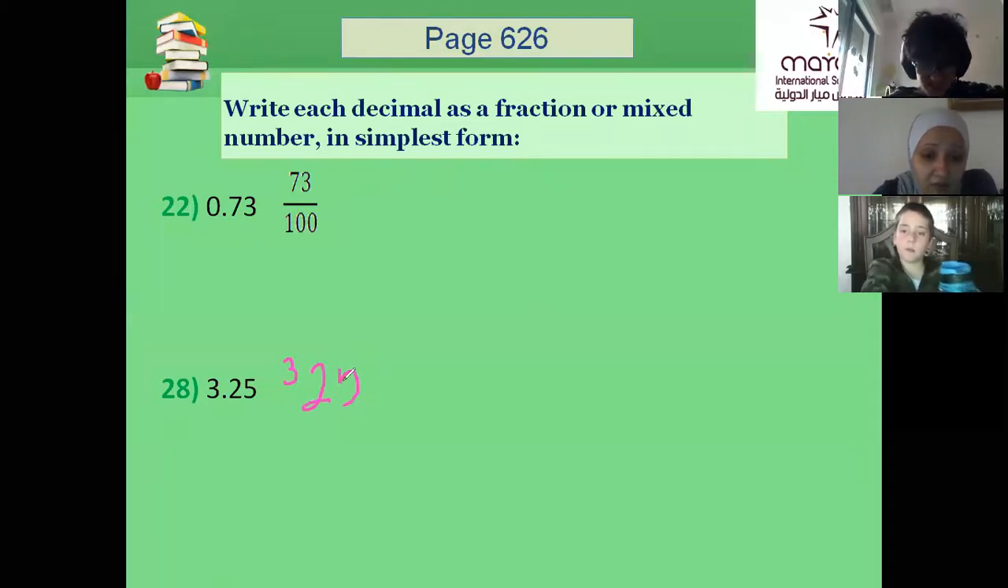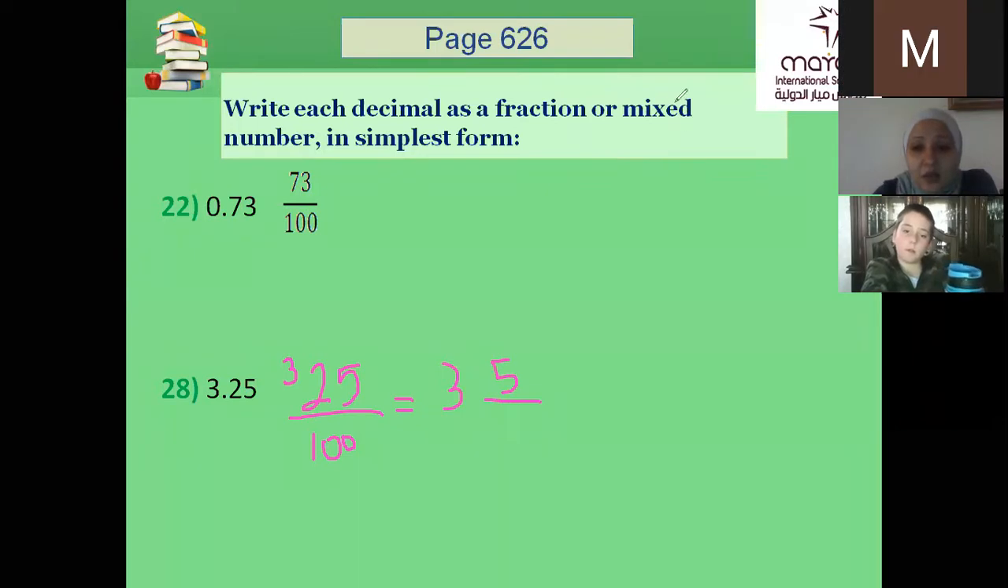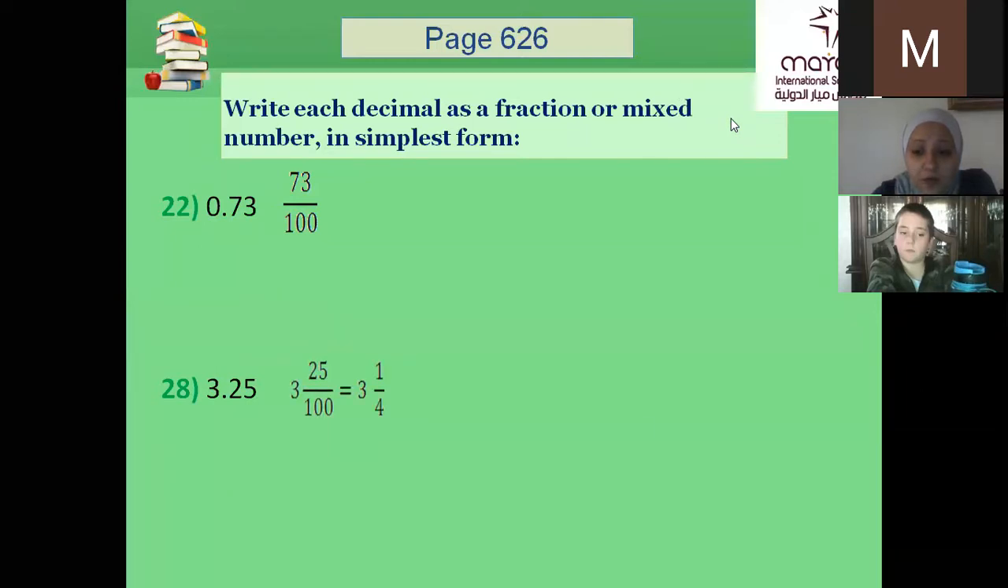Then equal 1 out of 4. Yes, excellent. Thank you so much. So it's 3 and 1 out of 4. Is this part clear? Who has a question? Okay, let's continue.